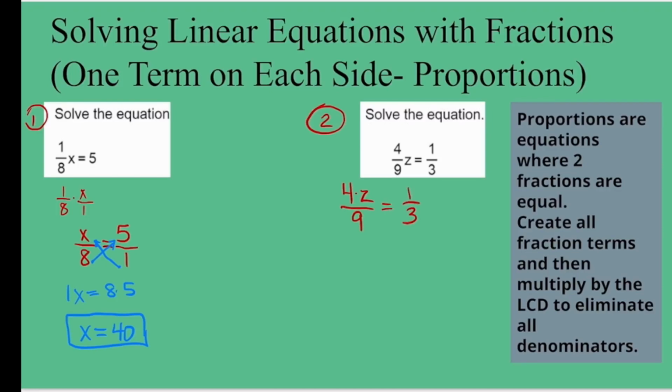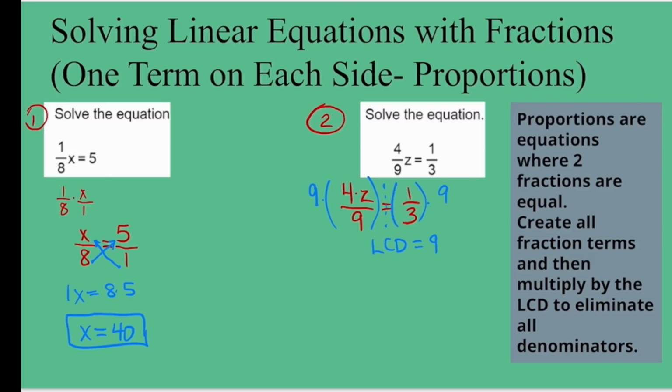Now instead of us doing this cross multiplying, what we're going to do is we're going to multiply by the least common denominator. The least common denominator in this case is 9. So I'm going to multiply both sides of this equation by 9. 9 is going to multiply on the left. 9 is going to multiply on the right.